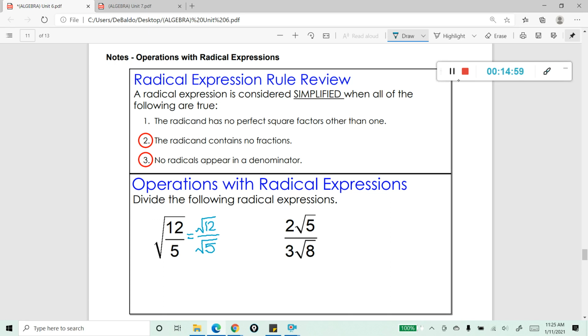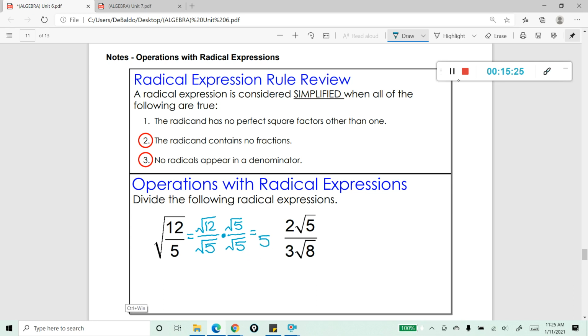Watch how we do that. I'm going to take my radical that's in my denominator, and I'm going to multiply it by the top of the expression and the bottom of the expression, just like that. Because watch what this does. This is really cool. Look at just the denominators. The square root of 5 times the square root of 5 is going to equal just plain old 5.